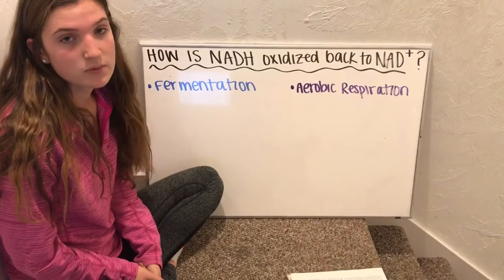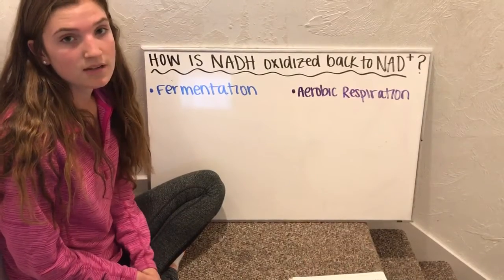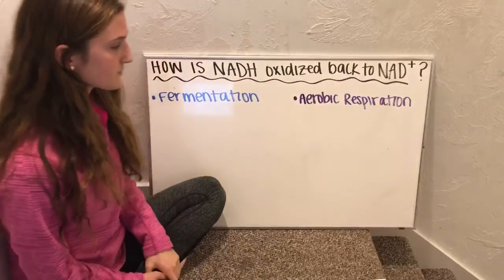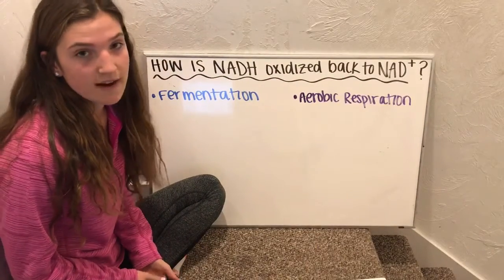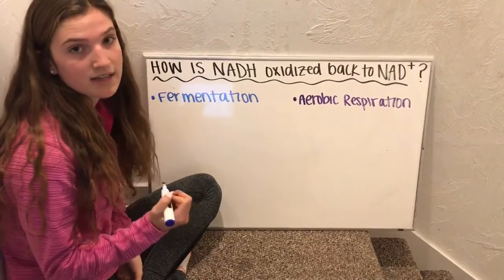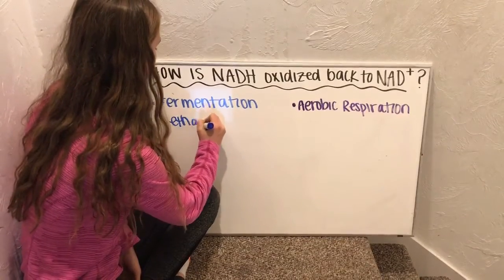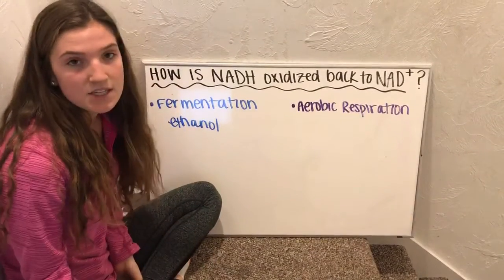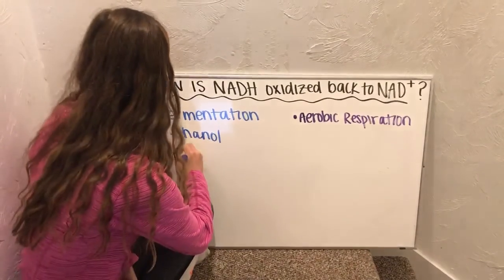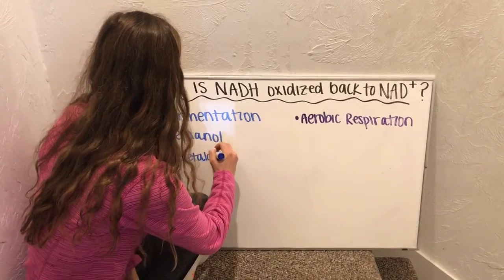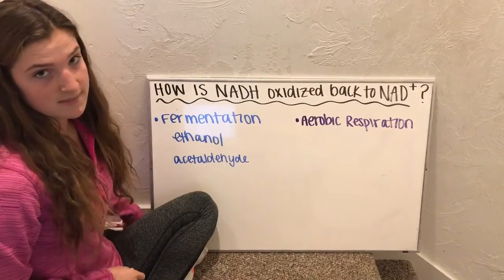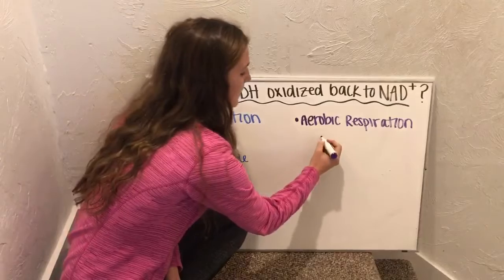In order to understand the difference between fermentation and aerobic respiration, you need to answer the question, how is NADH oxidized back to NAD+? So you have to look at what is the final electron acceptor. For fermentation, if you're doing alcohol fermentation, the final electron acceptor is ethanol. If you're doing lactic acid fermentation, that final electron acceptor is acetaldehyde. But when looking at aerobic respiration, the final electron acceptor is oxygen.